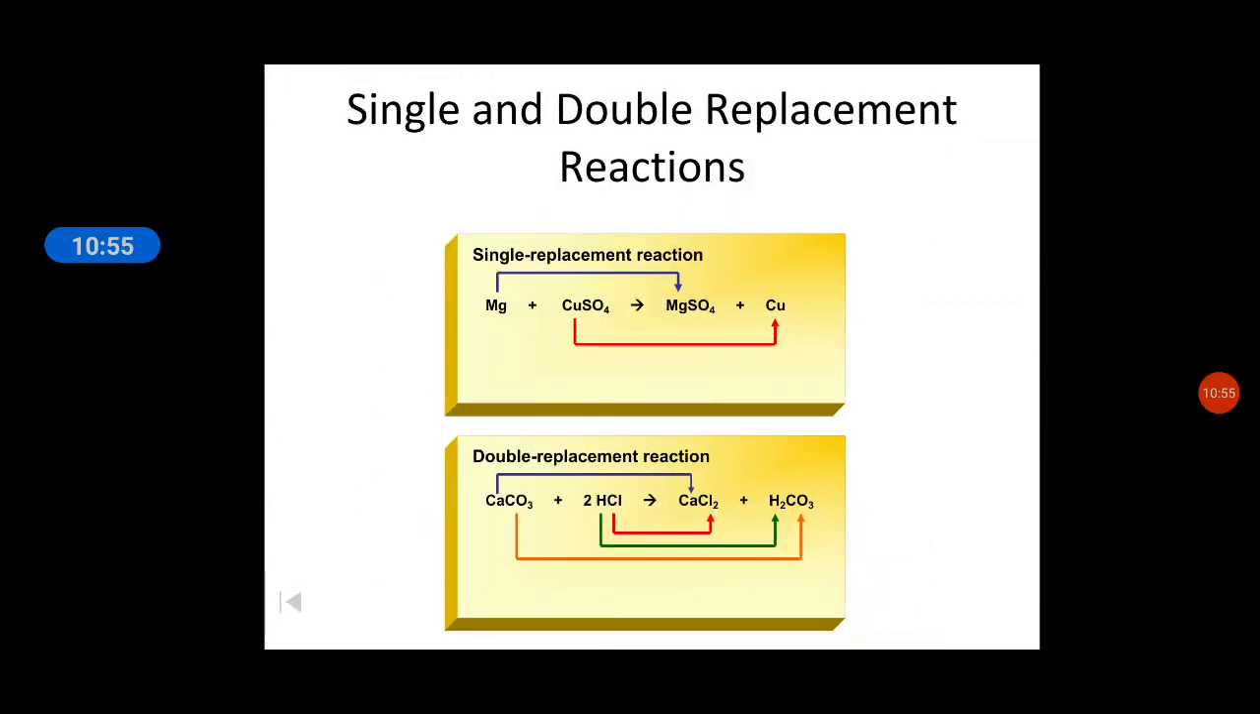Now see here the simple example of single replacement or displacement. The general formula is A plus BC gives rise to AC plus B, and for double displacement reaction, the general formula is AB plus CD gives rise to AD plus CB.